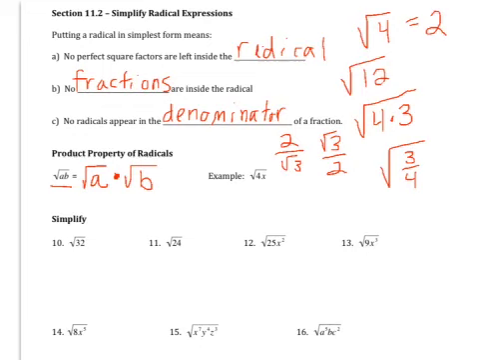So we have the square root of 4x, and we're going to break that up as the square root of 4 times the square root of x. We know that the square root of 4 equals 2, and we can't take the square root of x, so we're just going to leave it inside the radical. So 2 square root x would be the simplified version of that expression.